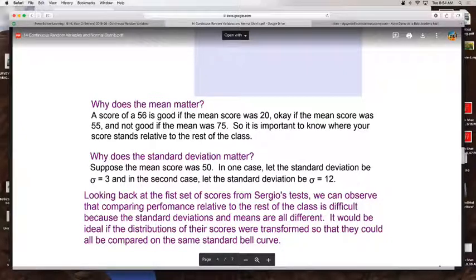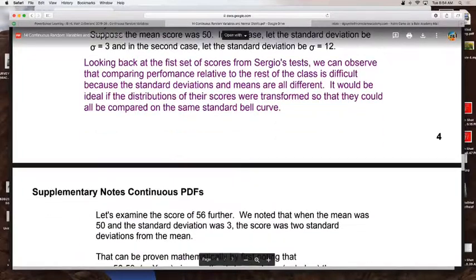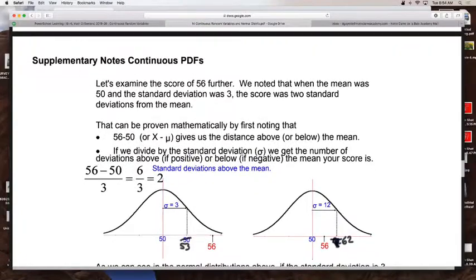So, looking back at Sergio's tests, we can observe that comparing the performance relative to the rest of the class is difficult because the standard deviations are all different. It would be ideal if the distributions of their scores were all transformed so that they could be compared to the same bell curve. And that's where we enter z-scores.